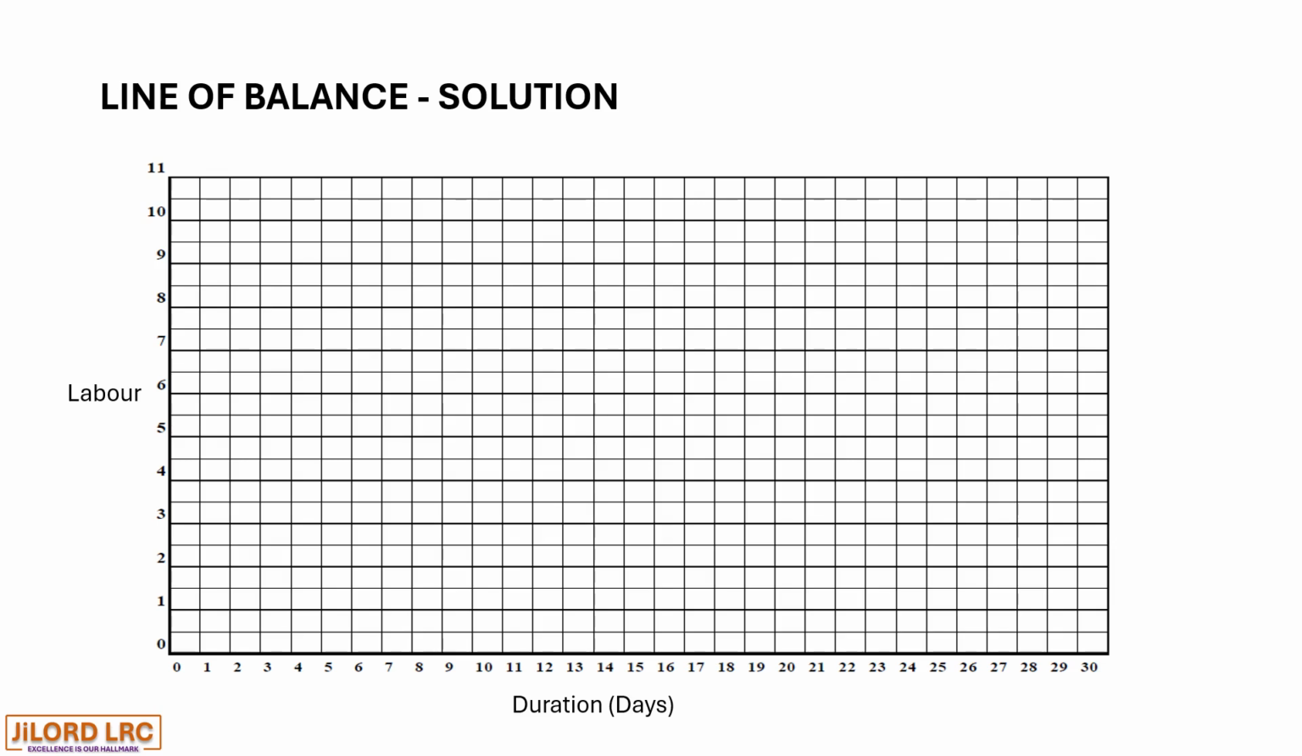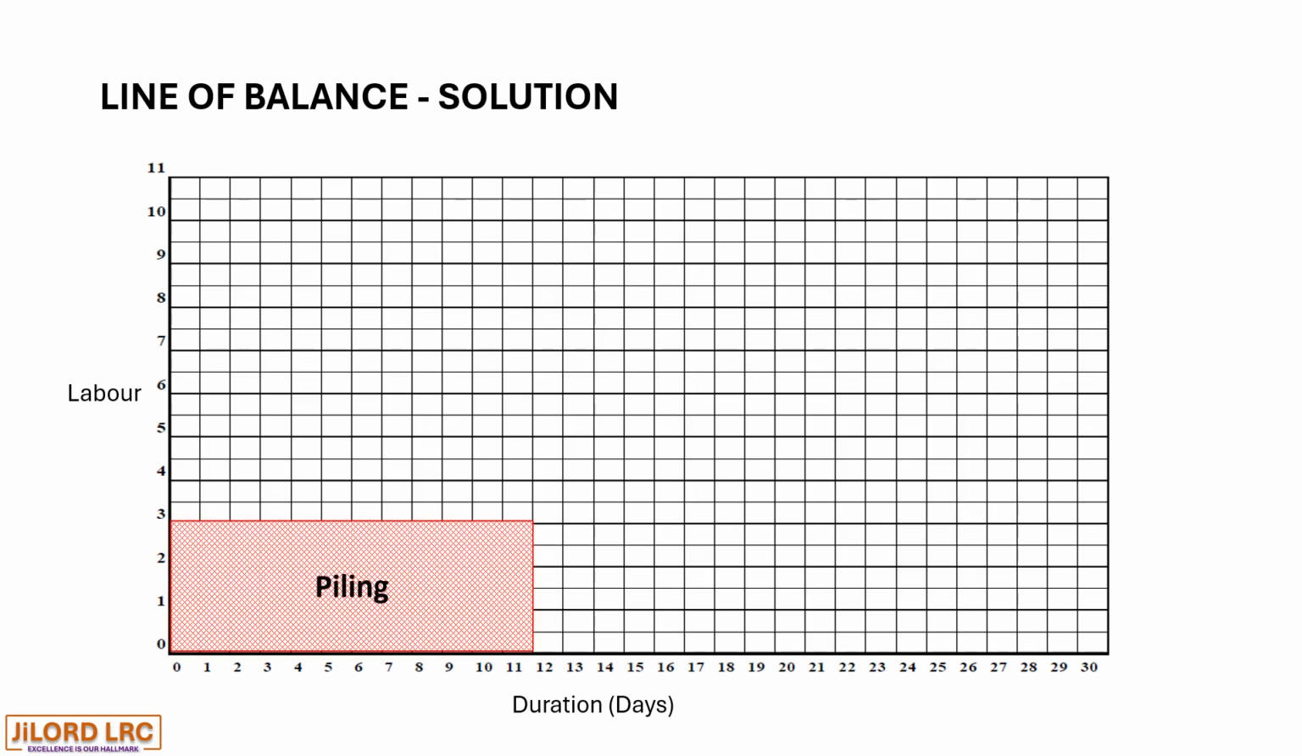has a labor gang of 3 and commenced from day 1 and ended on day 12 with a gang of 3. We have a resource labor histogram for piling of 3 gang labor starting from day 1 and ending on day 12, as we can see on the graph.